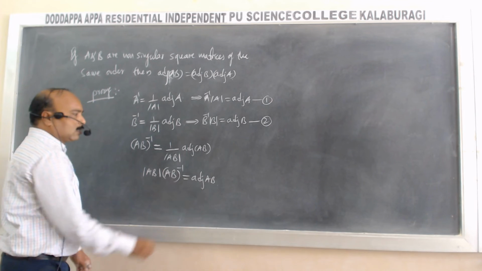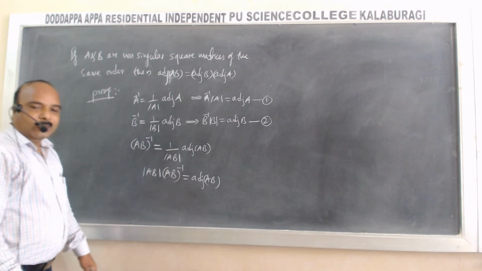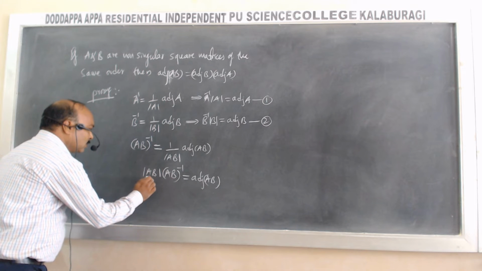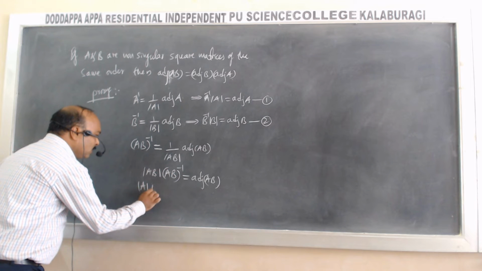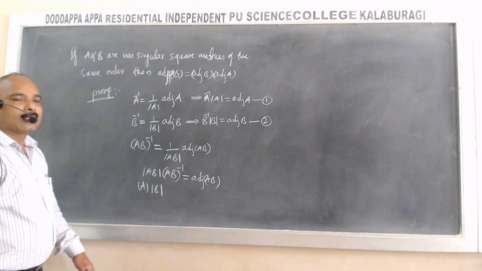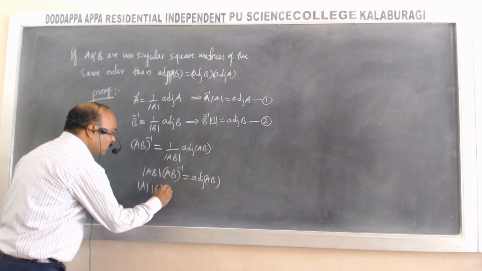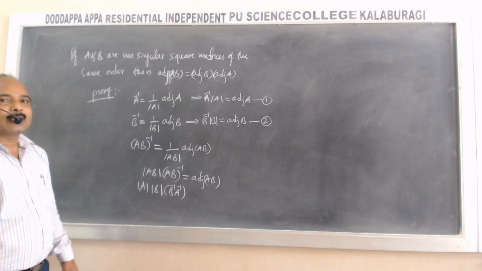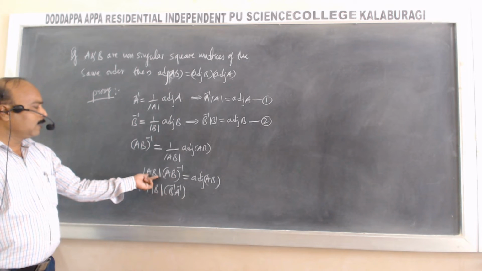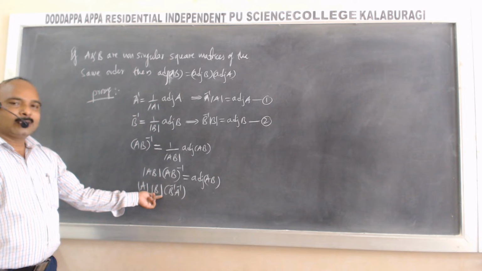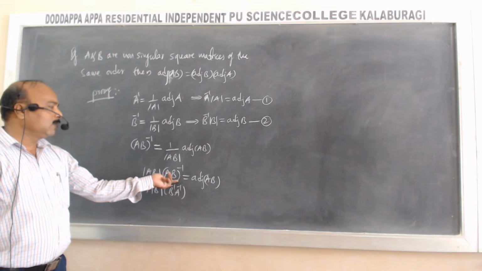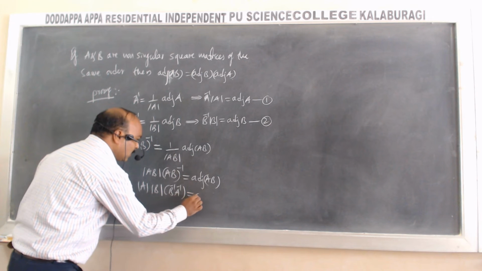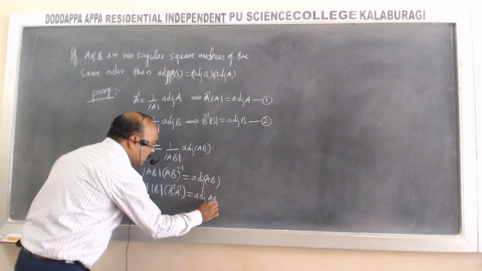Now we know the result that determinant of AB is always equal to determinant of A into determinant of B, and AB inverse is given by B inverse into A inverse. These two results I am applying here: determinant of AB equal to determinant of A into determinant of B, and AB whole inverse is always equal to B inverse into A inverse. Right hand side as it is, adjoint of AB.